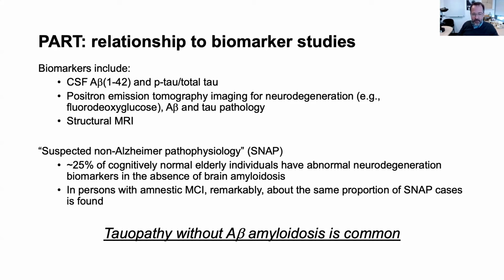The biomarker teams have come up with a category they call suspected non-amyloid pathophysiology, and these are people that have tau with these biomarker measures, but they don't have any amyloid. And so the main point is that tauopathy in the population is very, very common without A beta amyloidosis.